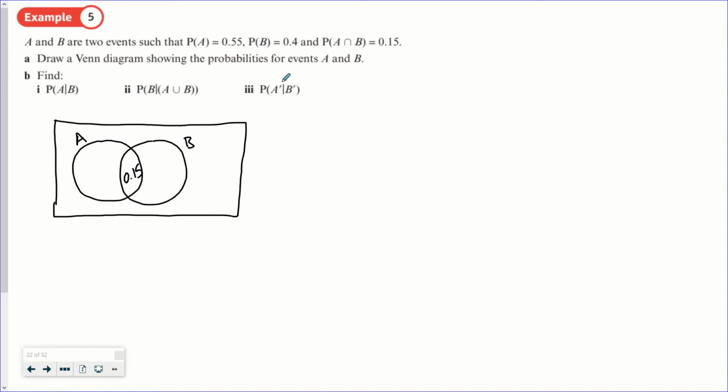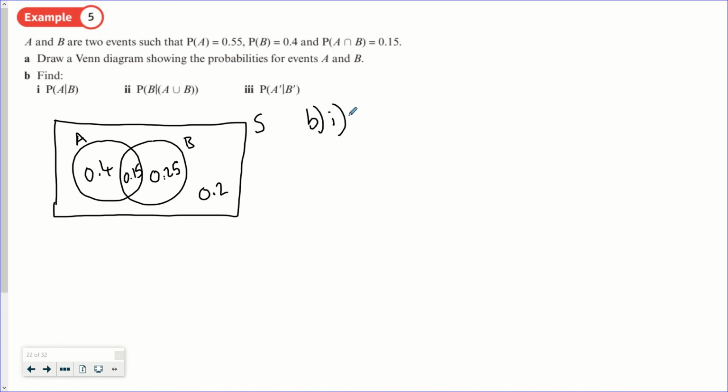And the total probability within the A circle has to add up to 0.55. So we know that that must be 0.4. And the total probability within the B circle adds up to 0.4, so we know that must be 0.25. Now we need to include the region that's not in A and not in B, so this outside the circle region, and we use the fact that the total probability within the sample space is 1, and if we work that out, we'd get that that's 0.2 to make sure they all add up to 1.